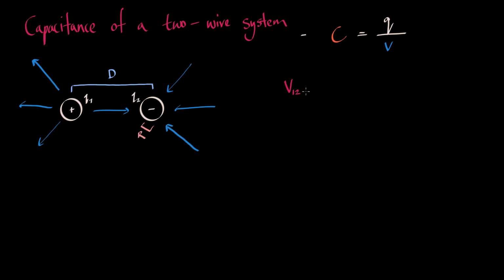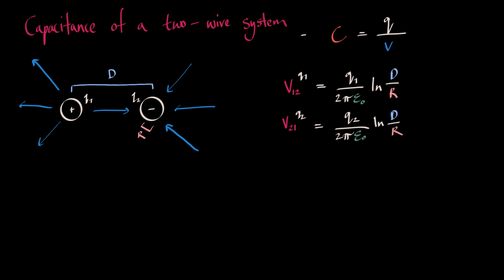The voltage between conductor 1 and conductor 2 with respect to Q1 will take the form we just described before, this time denoting charge Q1 and the distance ratio being d on r. As we are again assuming wires of equal radius, the voltage from conductor 2 to conductor 1 with respect to Q2 is the same, but now with charge Q2. We know that these voltage drops are equal and opposite by looking at our model, so we can rewrite the first equation in terms of Q2.